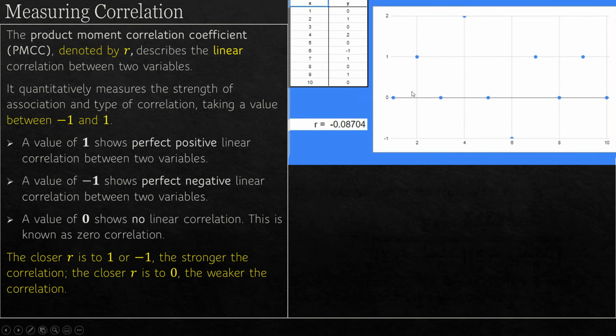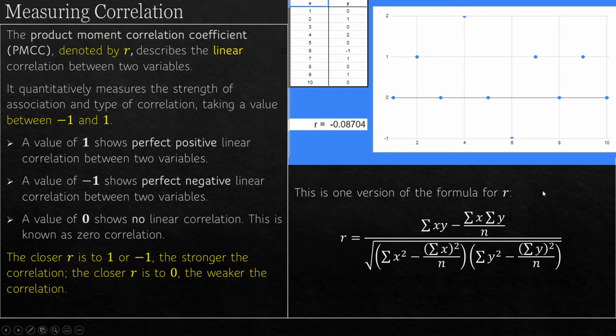Here's an example of hardly any correlation at all. So we have 5 points on the x-axis, some above, one below. You'd be struggling to draw a line of best fit here. You wouldn't know whether to draw it with a positive gradient or negative gradient. So the fact this turns out to be negative shouldn't lead us to say, oh, this is negative correlation, because it's so weak. This is very, very close to 0. So here, I wouldn't say negative correlation, I'd say hardly any correlation at all.